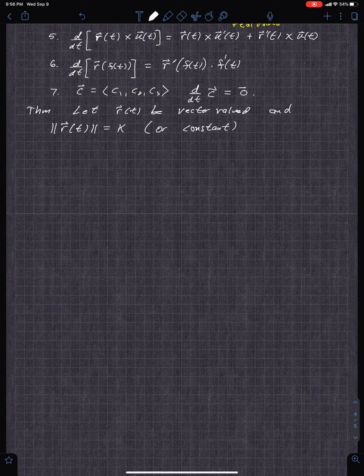Okay, so that's your hypothesis. If that's true, then r of t and r prime of t are orthogonal. Or if it's in 3 dimensions or 2 dimensions, we say they're perpendicular. Orthogonal actually is defined to be dot product 0. So that's essentially what we have to prove, to show that the dot product is 0. So let's look at the proof of that.